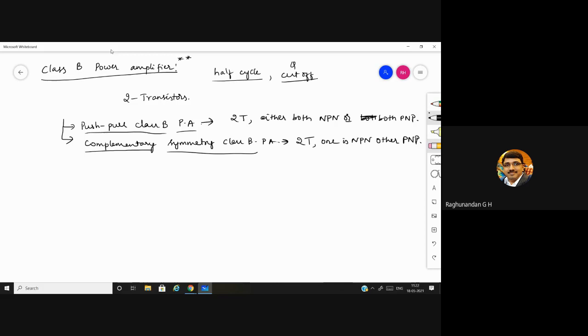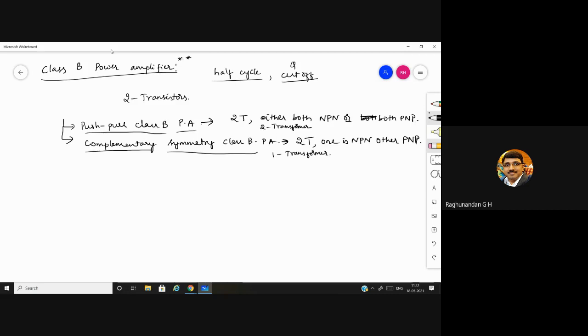This is the change. And one more thing, in the push-pull class B power amplifier, you are going to use two transformers, one at the input side and the other at the output side. But in the complementary symmetry class B power amplifier, we are going to use only a single transformer, and that too at the output side, not at the input side.